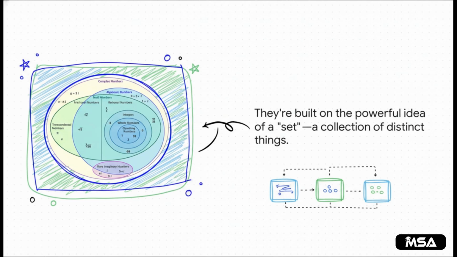You know, a set is really just a collection of distinct things. When you look at these groups of numbers, integers, rational numbers, real numbers, each one of those is a set. It's just a clearly defined group. And this simple concept, it's the first, most essential building block for everything we're about to talk about.